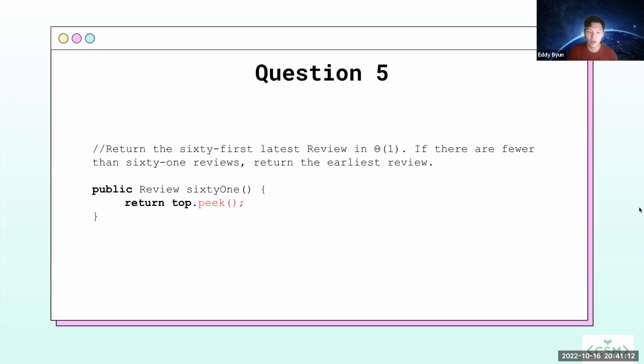So hopefully we said that we return top.peek. The reason this works is recall that top is the min heap that has the 61 most recent reviews. We can simply call top.peek to either get the 61st most recent review if there are 61 or more reviews, or we can get the earliest review by also calling top.peek. Because top is a min heap, the earliest review will be at the top of the heap.